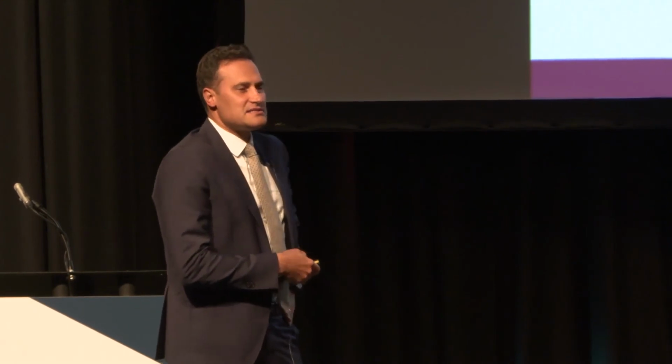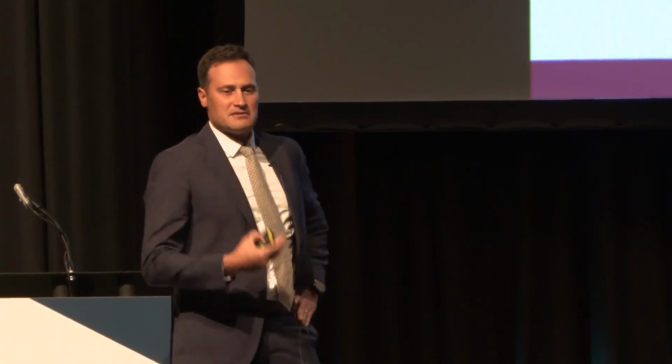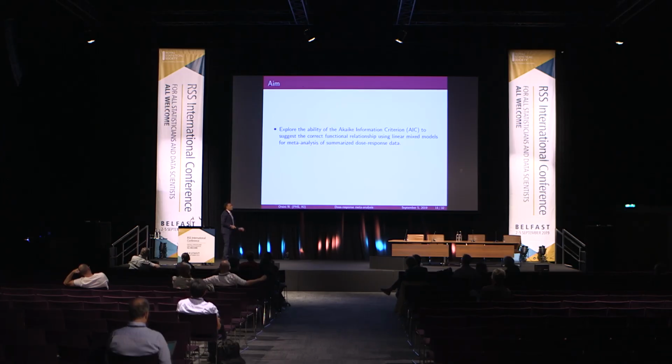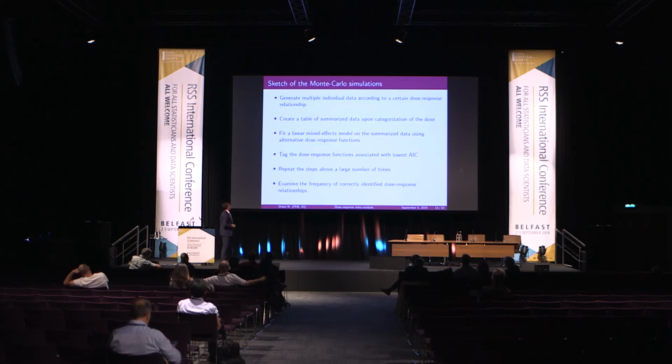Of course, what are the chances of misleading conclusions, artifacts? Imagine fitting a spline on three data points. This is the big difference as compared to individual data. So the aim that I had was to explore the ability of the Akaike information criterion to suggest the correct functional relationship when you're using a linear mixed effect model, of the one that we have seen, for meta-analysis of summarized dose-response data. That's my goal.